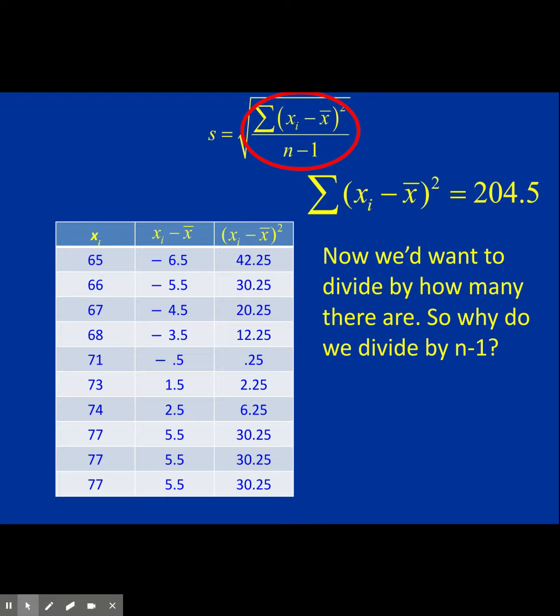Because most of these standard deviations come from samples, right? So when you divide by a smaller number, that's what we're doing. Instead of dividing by 10, we're dividing by 9 in this case, which is a smaller number. When you divide something by a smaller number, your answer is a larger number. You end up with a bigger number.